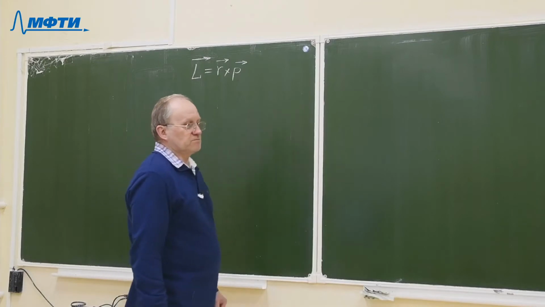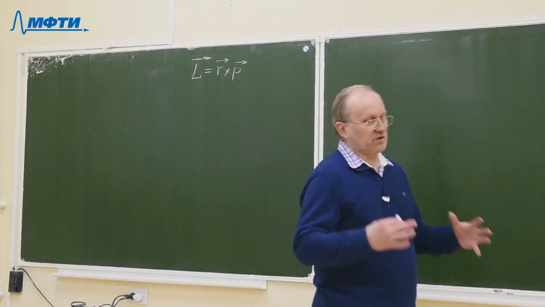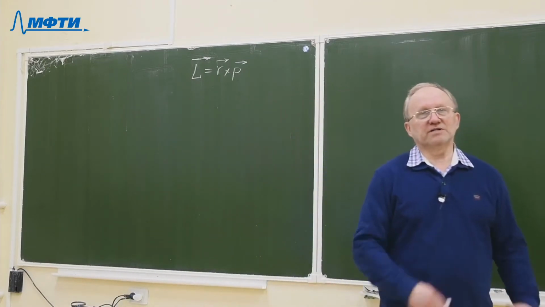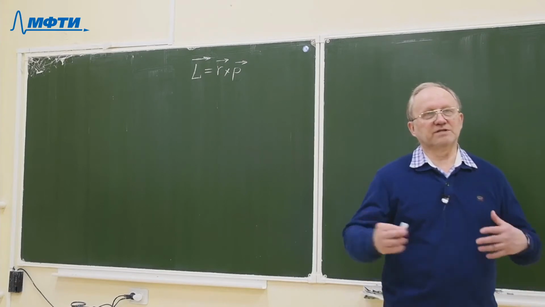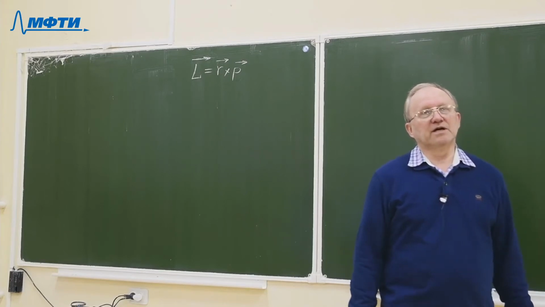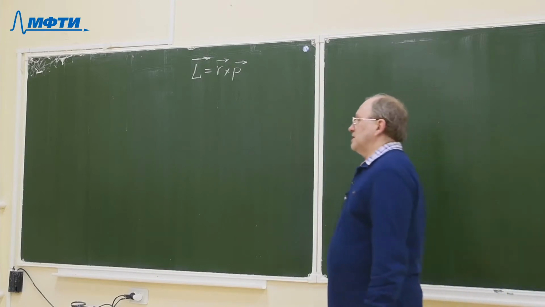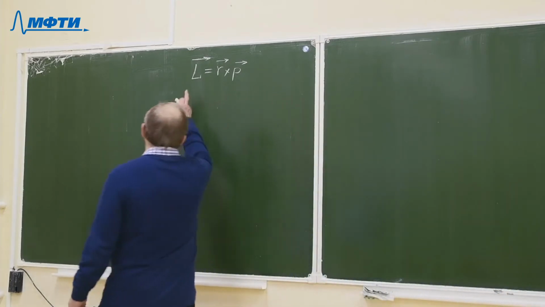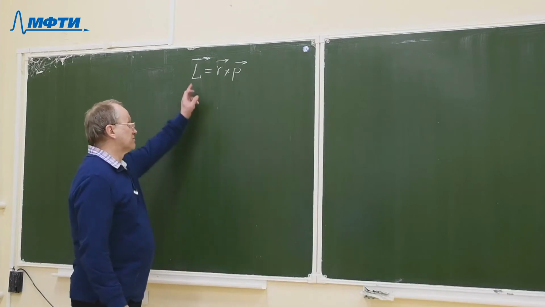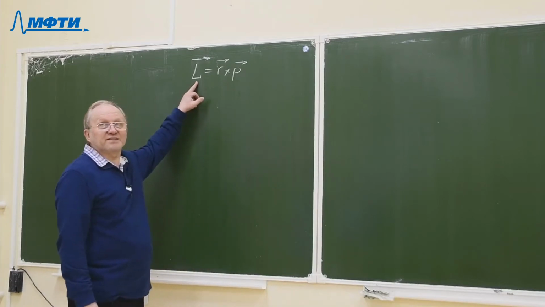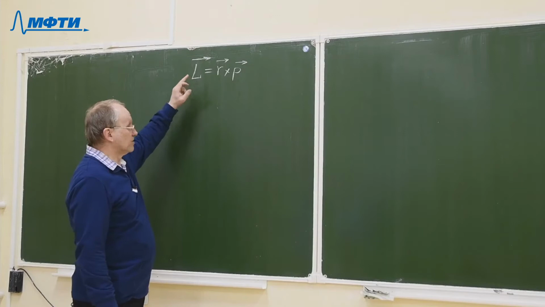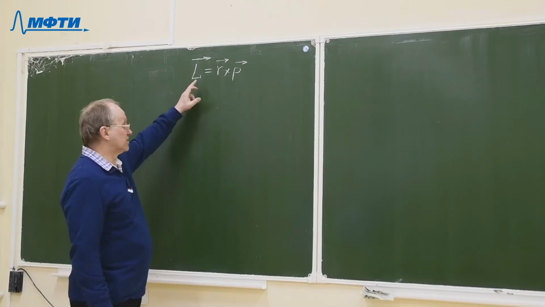If we have a solid body consisting of many particles, or if we have many separate particles like planets in the solar system, then in order to find the angular momentum of a system of particles, we just have to find the vector sum of the angular momenta of each of the various particles.